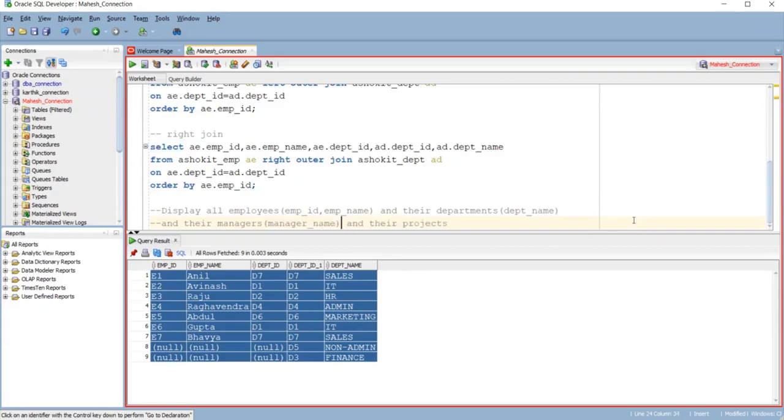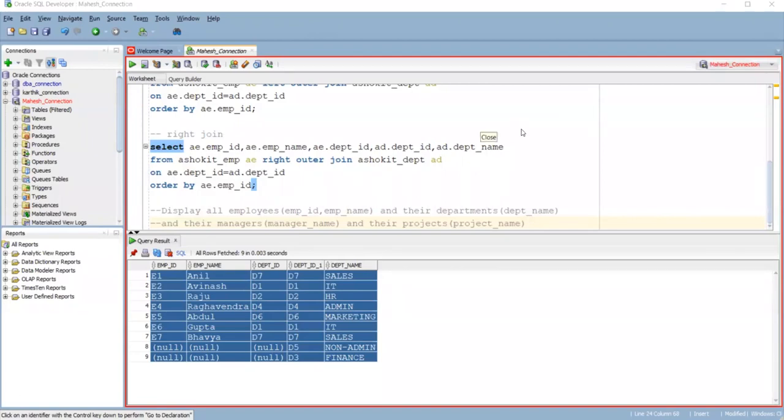Okay, and then projects, sir. From the projects table, I would like to go with what? Projects name only, sir. That's all. So these are the columns I would like to select from the respective tables. Hope you guys are clear about the requirement. So you need to display what?